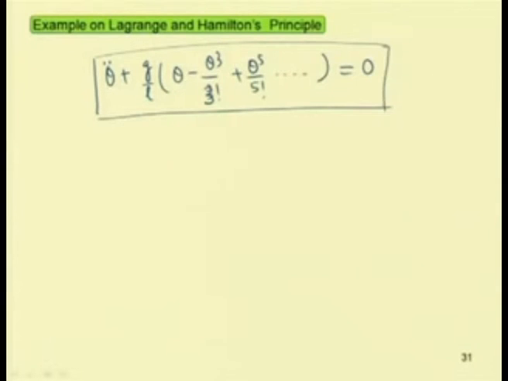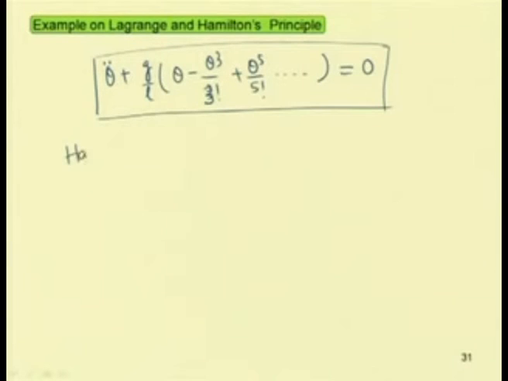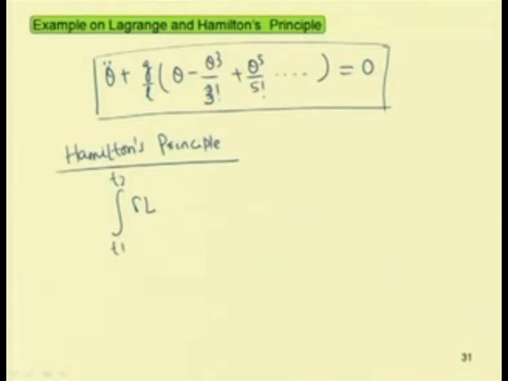We can also use Hamilton principle to derive this same equation of motion. So, here using Hamilton's principle, one can write integration T1 to T2 of del L plus del W NC dt equal to 0, where q at T1 will be equal to q at T2 equal to 0.